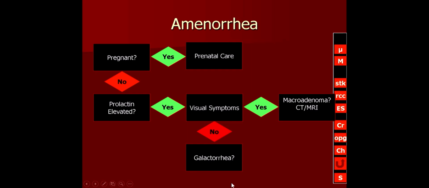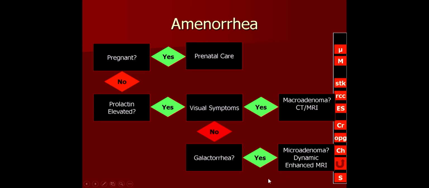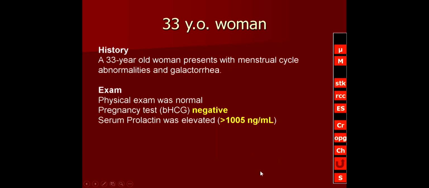And if the patient has galactorrhea, or if you just want to take a better look, then you're going to think she has a microadenoma, and you want to do a dynamic enhanced MR. So I don't want to trash anybody's clinical practice, but if the patient has visual symptoms, then you know that they're going to have a big lesion. You don't have to be looking for a small lesion.